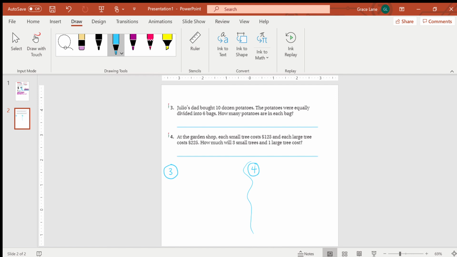All right, number 3 says, Julio's dad bought 10 dozen potatoes. The potatoes were equally divided into 6 bags. How many potatoes are in each bag? First of all, it doesn't say he bought 10 potatoes. It says he bought 10 dozen potatoes. So remember that 1 dozen, like a dozen donuts or a dozen eggs, is really 12. So first figure out how many potatoes this guy has.